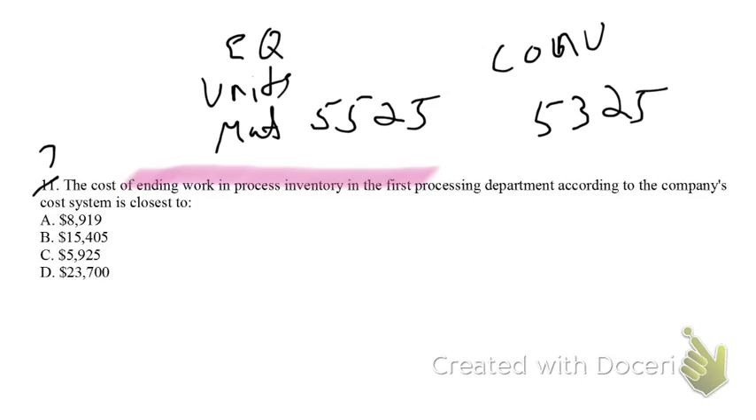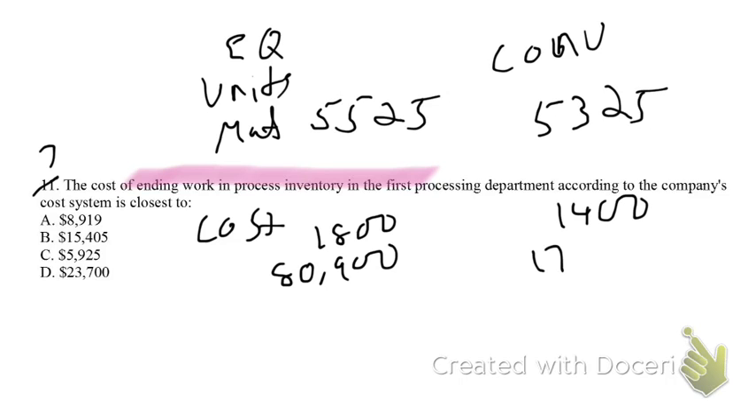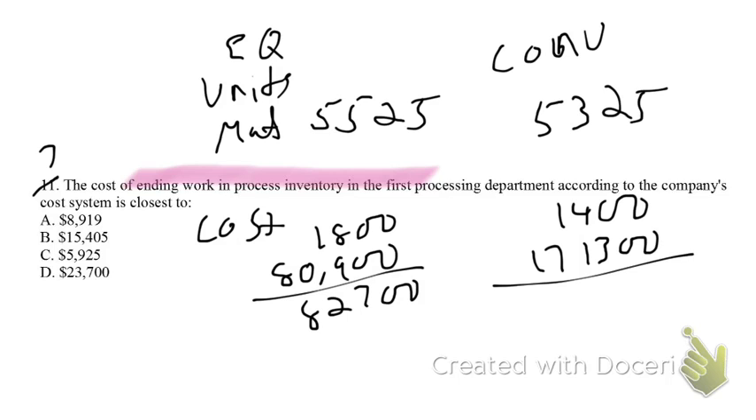Now keep in mind I've also done in the last question, and I'm going to go ahead and write the numbers down here, my costs for materials were 1,800 and 80,900, and for conversion, 1,400 and 171,300. So the total costs I have to account for are 82,700 here and 172,700 here. And I already divided that, and that was already $32.43. Once again, prior question.